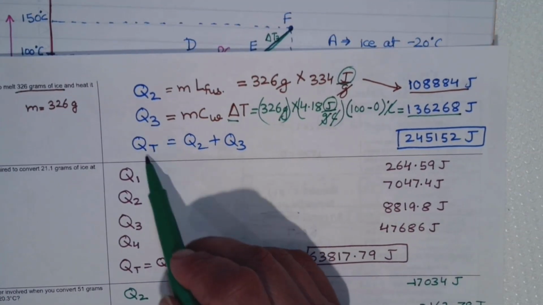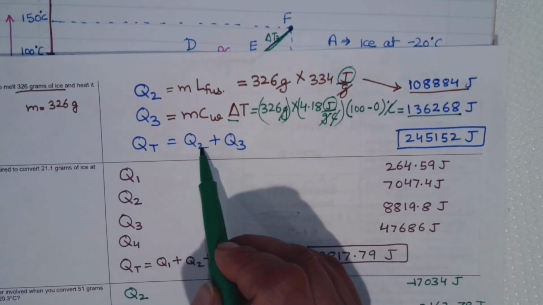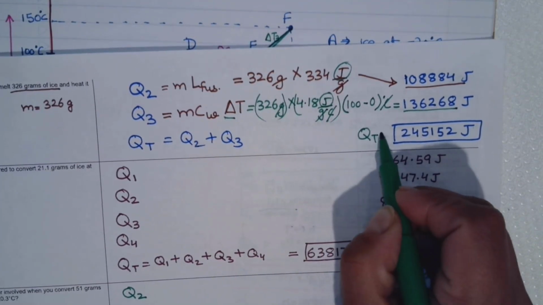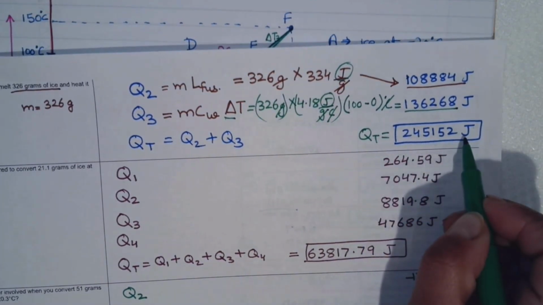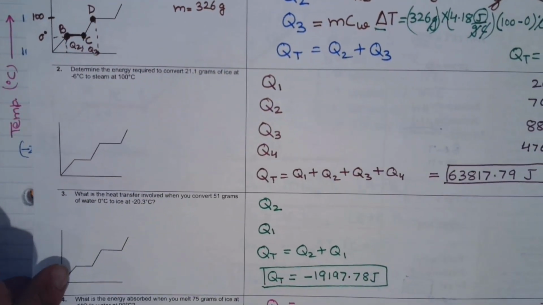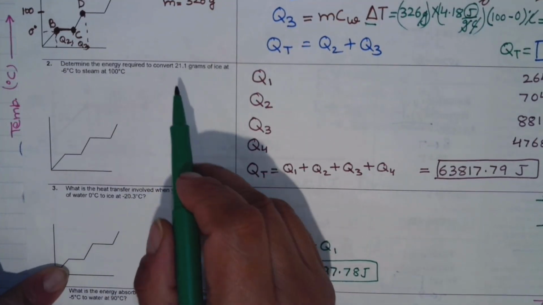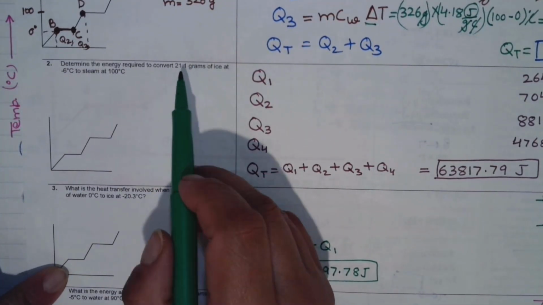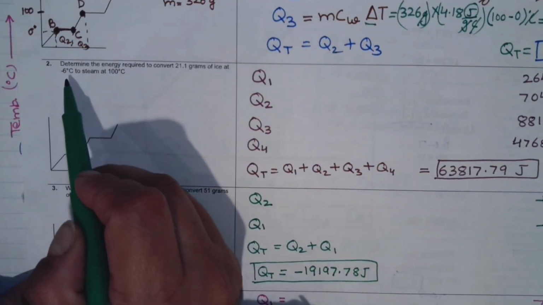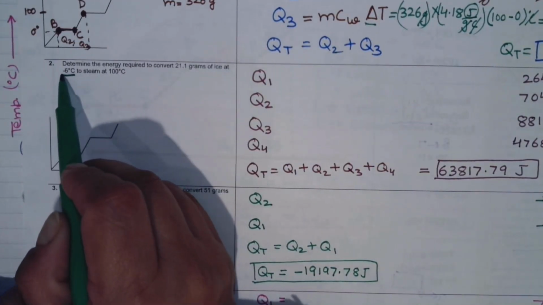Now the total amount of heat that was absorbed is Q2 plus Q3. So Q2 plus Q3 comes out to be this. Okay. Let's do the second question. Determine the energy required to convert 21.1 grams of ice at minus 6 degrees Celsius.